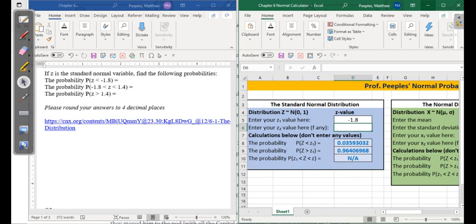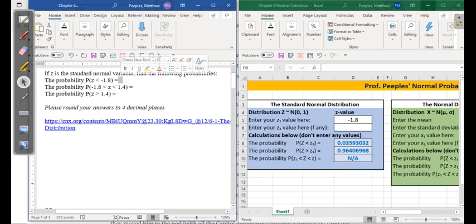Our answer has this decimal representation. We're asked to round to 4 decimal places in our answer. So I'm going to enter our answer here, and it should be 0.0359, as our first answer right here. Again, make sure you round to 4 decimal places by using the appropriate values.